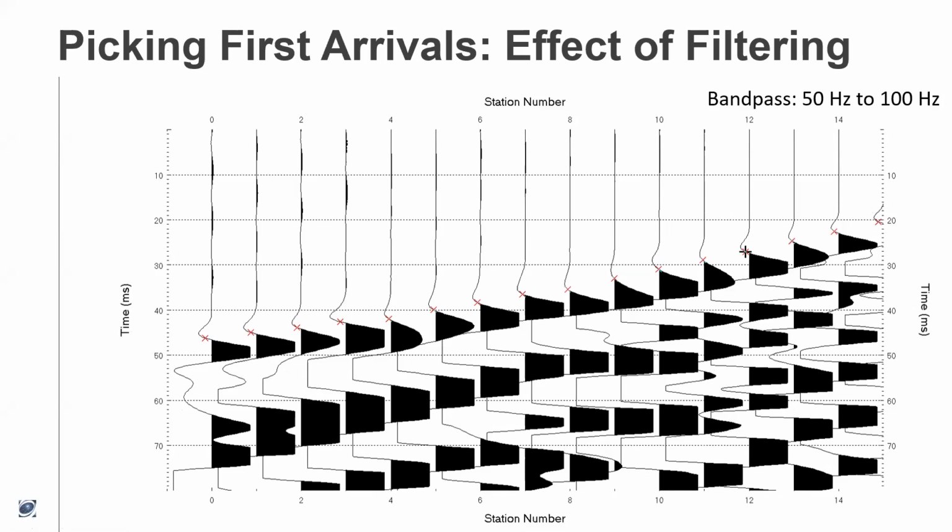So what you want to do if you need to apply a bandpass filter is to try a couple of different filters and try to find filters that work for the whole data set. You really want to avoid drastic jumps in your bandpass filter frequencies.